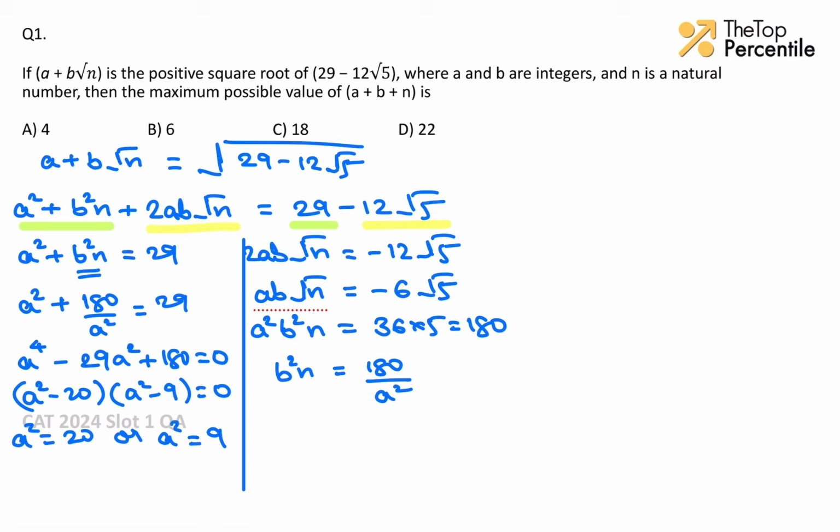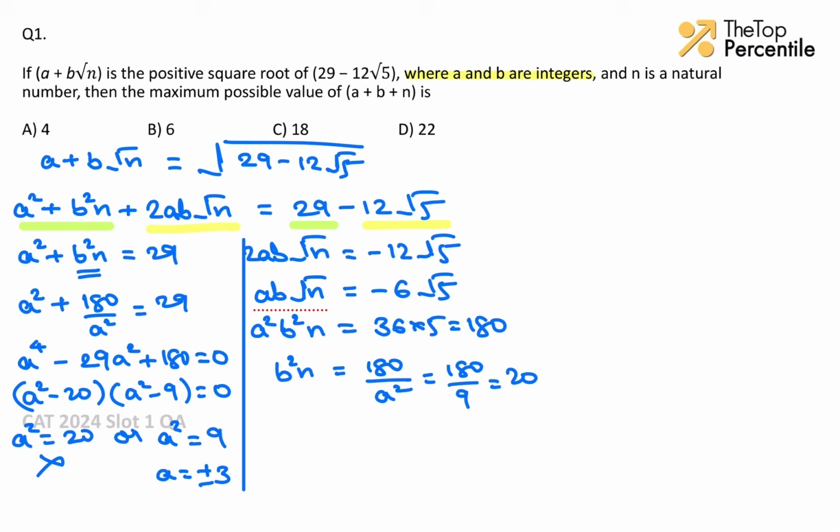Okay. Now let's go back to the question. It was mentioned here that a and b are integers. So if I take a square as 20, a won't be an integer. So this option I can eliminate. I'll get a square as 9, which makes a as plus minus 3. Now when a square is 9, this will be 180 by 9, which will be further 20. So b square n I'll get as 20.